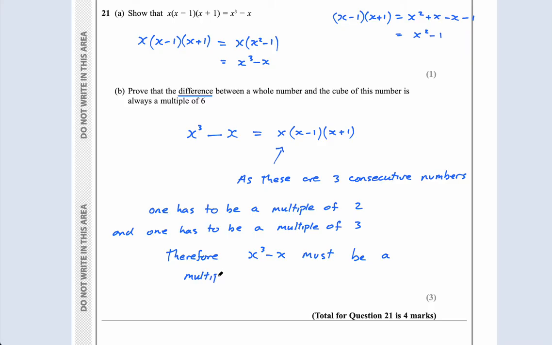Now, yes, guys, that's kind of hard to get your head around. Multiple of 6. I've written more than what they require. All they want you to do is recognize that this is based off this. This is the cube number. The difference between a number and the number cubed is this. So they're using this to show this. Okay, done.